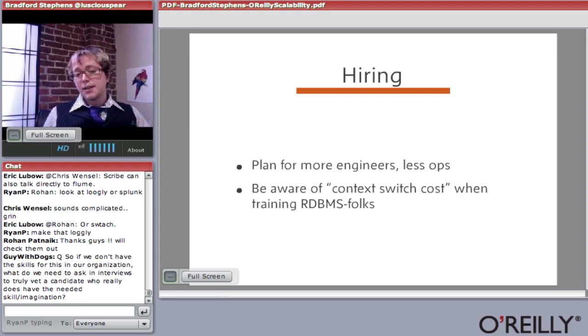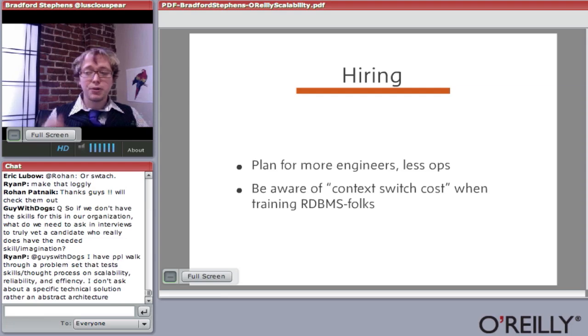This is something I saw in my last company. There's a context switch cost when training relational database guys. If you need a relational database person to switch from using something that's not super scalable like Vertica to helping administer some crazy scalable key value store, none of their skill set is going to be useful, besides maybe monitoring to see if the cluster is up or down.